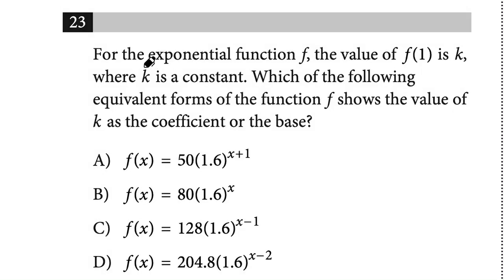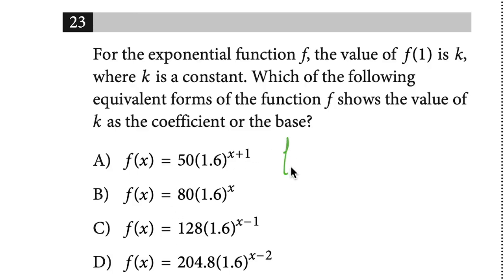Okay, 23. For the exponential function f, the value of f of 1 is k, where k is a constant. Which of the following equivalent forms of the function f shows the value of k as the coefficient or the base? Okay, before going to this second statement, let's just solve it. What if we put f of 1 in all of these four?